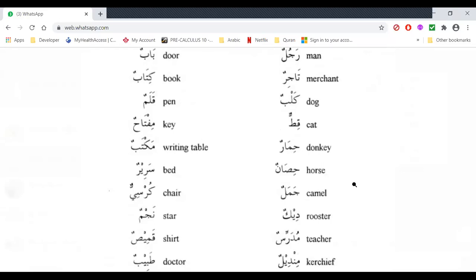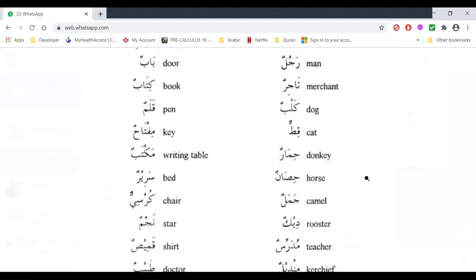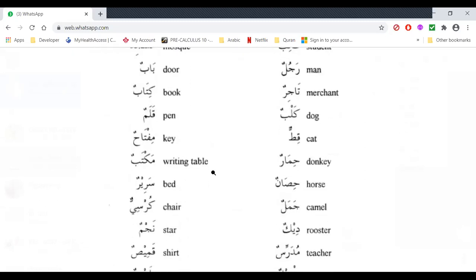Okay. Jamal is camel. Dikun, rooster. Najmun, star. Mudarrisun, teacher. Myself, right? Teacher. Abidun. Qamisun. Mindilun, handkerchief. The rumal. Tabibun, doctor. So, inshallah, if you remember these words, maybe 20 words there or more, something like that. So that's how we increase our vocabulary by reading this.